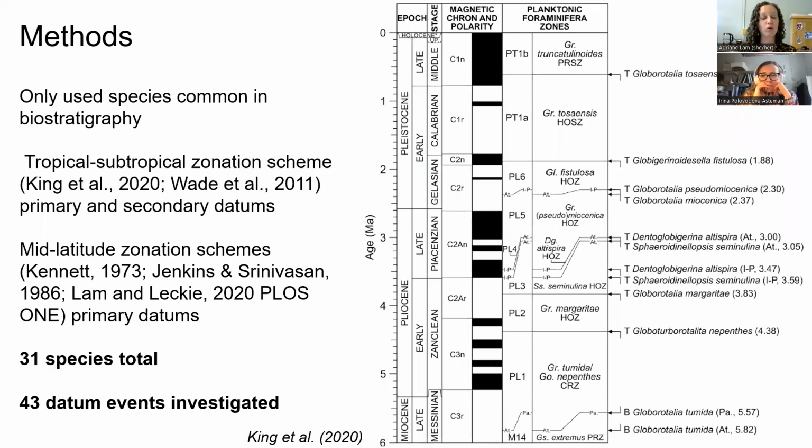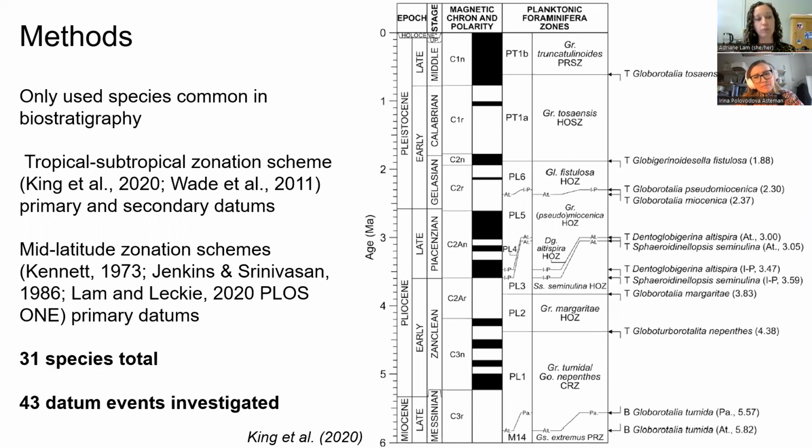So for this study, we only wanted to investigate species that were commonly used in biostratigraphy to construct these biozones. Didn't want to investigate all species, that would get a little out of control, and also because I wanted to compare species that occur both in the tropics and the mid-latitudes. So we also looked for species that occurred at most of these sites.